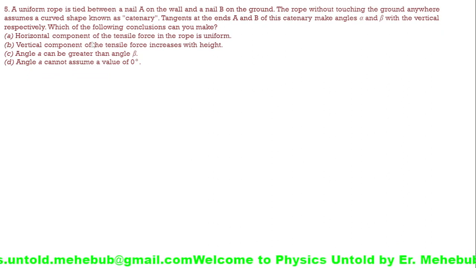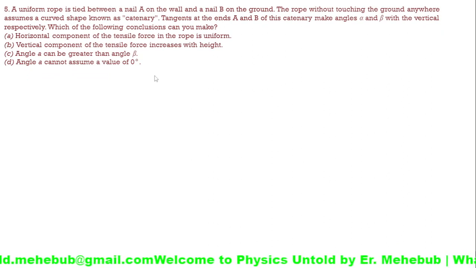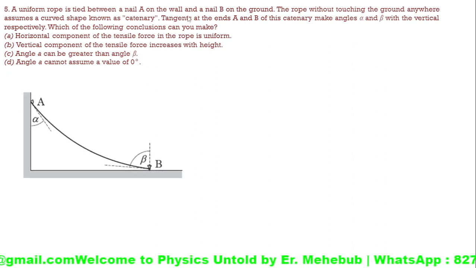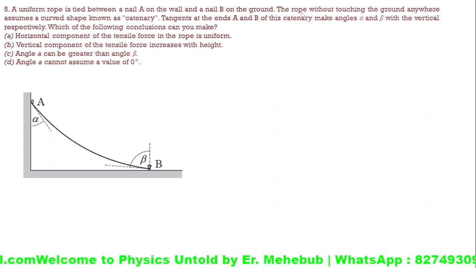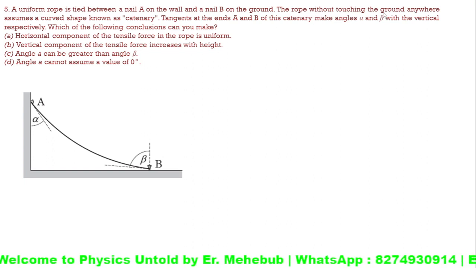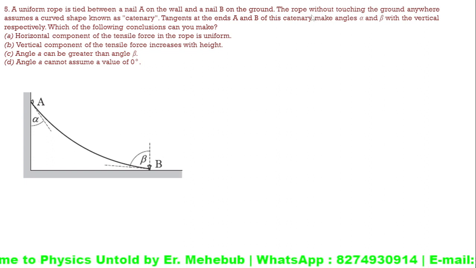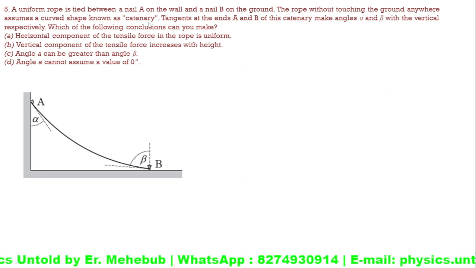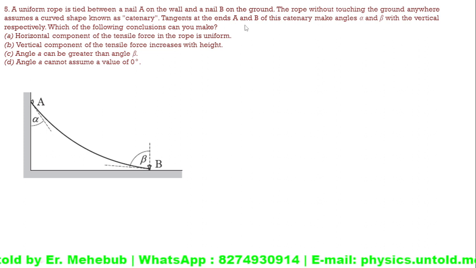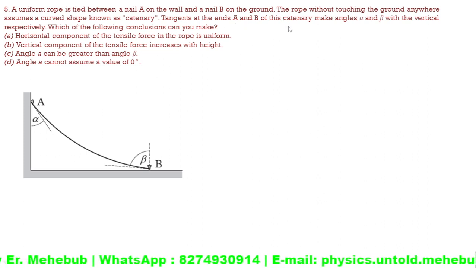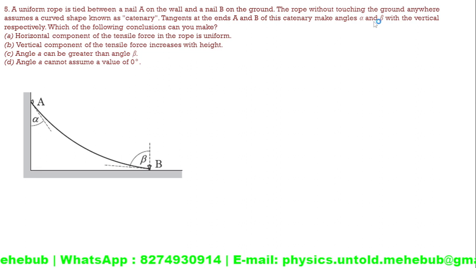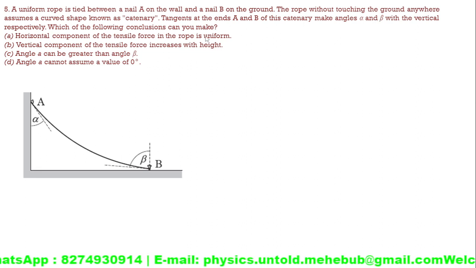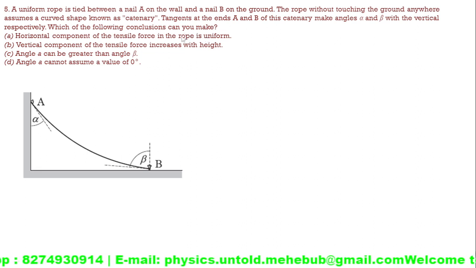A uniform rope is tied between a nail A on the wall and nail B on the ground. The rope, without touching the ground anywhere, assumes a curved shape known as catenary. Tangents at the ends A and B of this catenary make angles alpha and beta with the vertical respectively. Which of the following conclusions can you make?